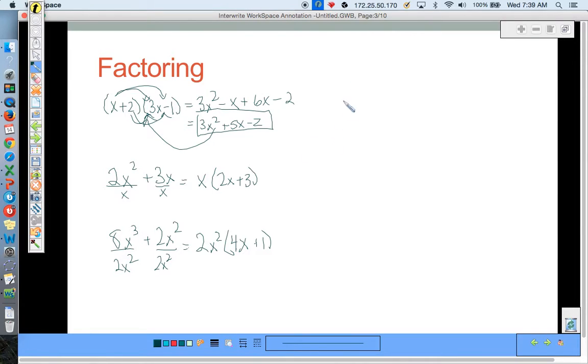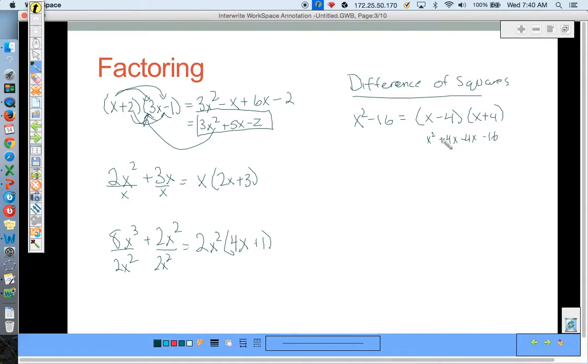Another way we factored was we looked at what was called the difference of squares. If you have, let's say, x squared minus 16, you can take the square root of both those terms, and it becomes x minus 4 and x plus 4. Because if you distributed this again, x squared plus 4x minus 4x minus 16, you can see the positive and negative 4x sum to 0, so we're left with x squared minus 16. And it works anytime you are taking the difference of squares.